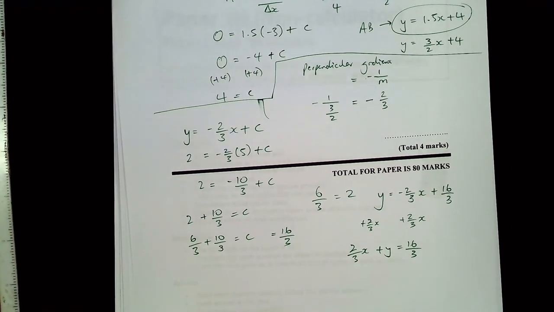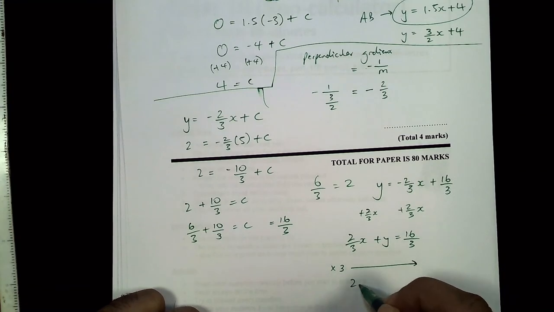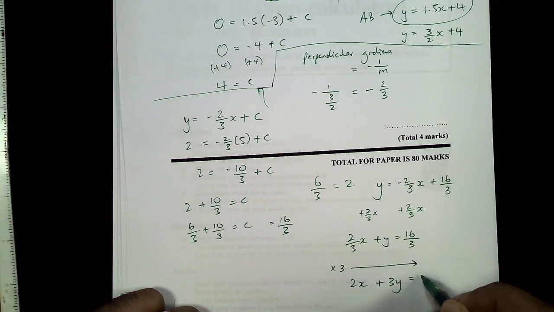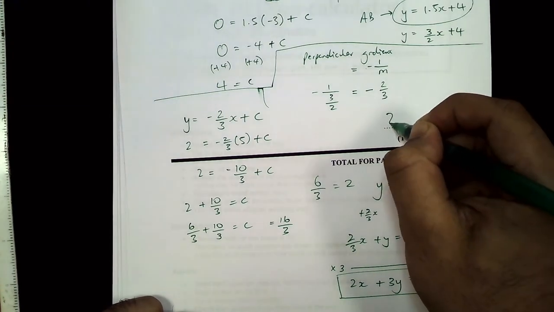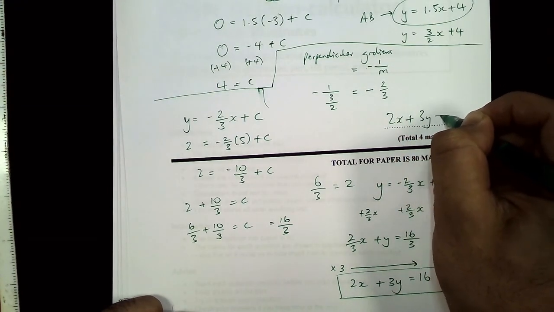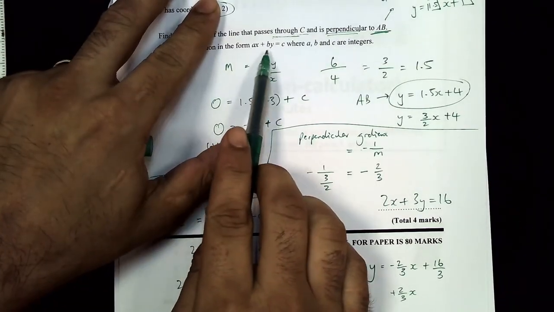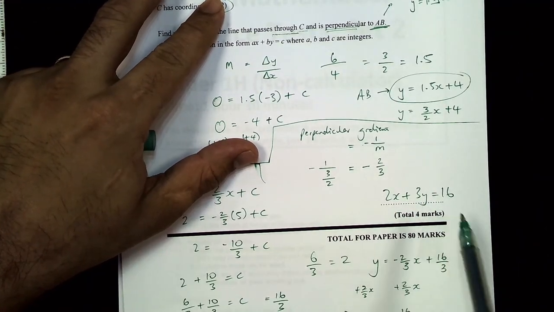And once again, they're still not integers, because that's going to be a decimal. So now, to turn everything into an integer, if I just times everything through by 3, hopefully this will give me a nice easy looking answer. 2x plus 3y equals 16, and that is the answer to the question. So 2x plus 3y equals 16 now looks the way it's supposed to: Ax plus By equals C.